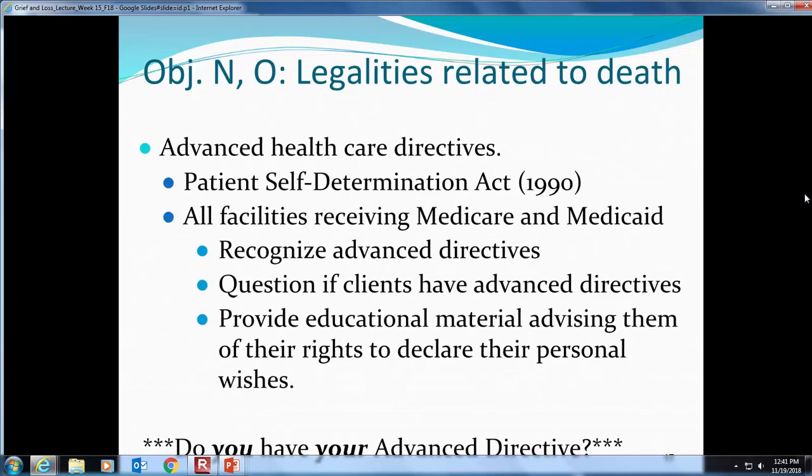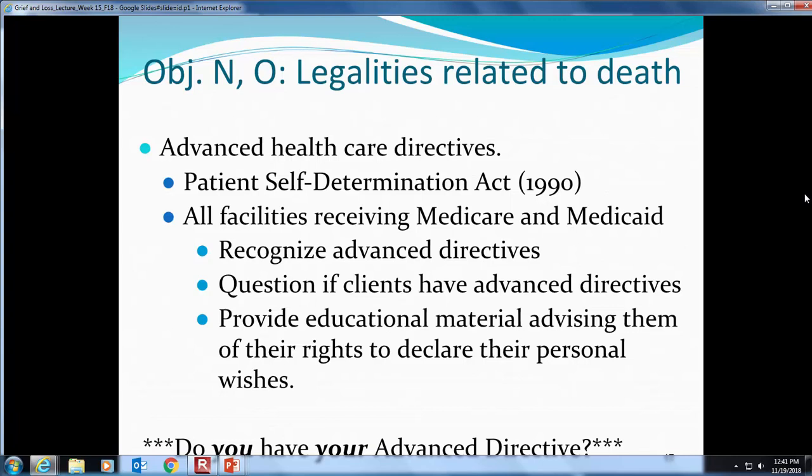It's essential to determine if a patient has an advance directive. This tells healthcare providers what the patient wants done in the event that they're not able to make their wishes known due to an illness or accident. If they don't have an advance directive, provide them with information about why they're important. Patients have the right to declare their personal wishes.